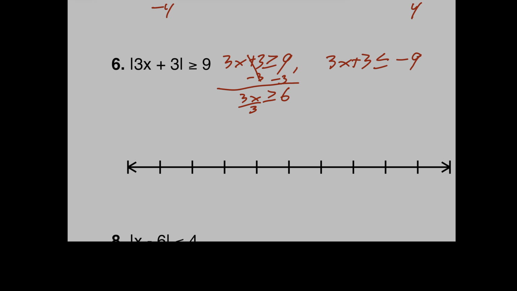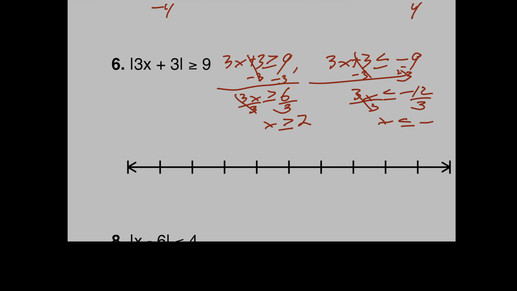Okay, so let's divide each side by 3. I'm going to get x is greater than or equal to 2. And on this one, when I subtract 3 from both sides, I'm going to get 3x is less than or equal to, add a line, change the sign, -12. Divide everybody by 3, x is less than or equal to -4. And I know that because it's a greater sign, it's going to be an outie.